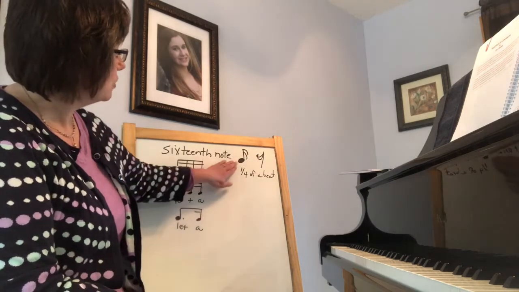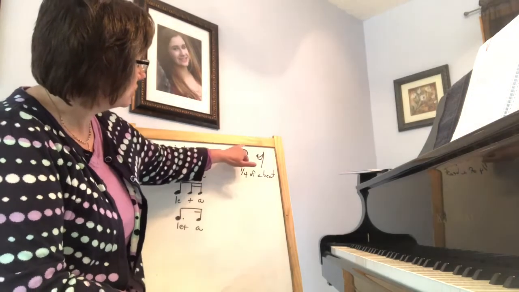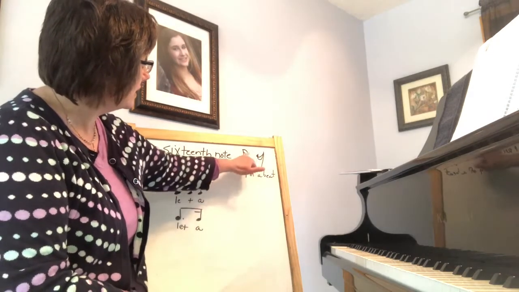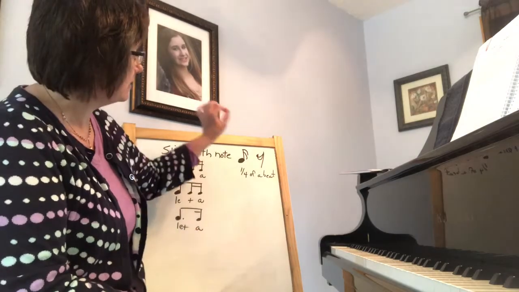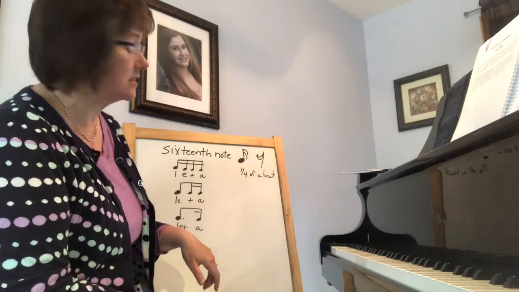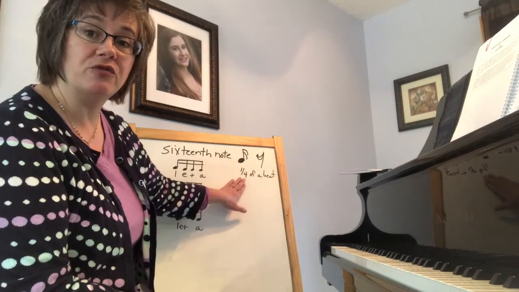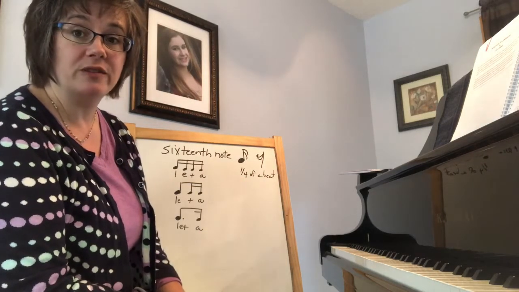A 16th note looks very similar to an eighth note, except it has what's called two flags on that stem. Our eighth note had just one, our 16th note has two. Same thing with the rest. Instead of just having that one loop or one flag, our 16th note has two. A 16th note, when we're working in a meter with a 4 on the bottom, is worth a quarter of the beat, or fourth of the beat.